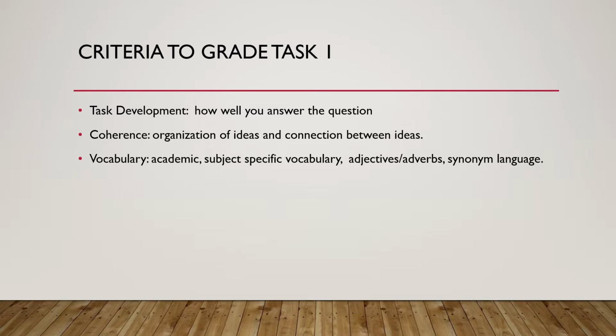What is academic vocabulary? It is the kind of vocabulary that matches the actual question. For example, if you have a question related to the environment, then you have to use vocabulary related to the environment. If you haven't used that kind of vocabulary, then you will lose a lot of marks here and there. So you should be using subject-specific vocabulary, adjectives, adverbs, and synonyms.